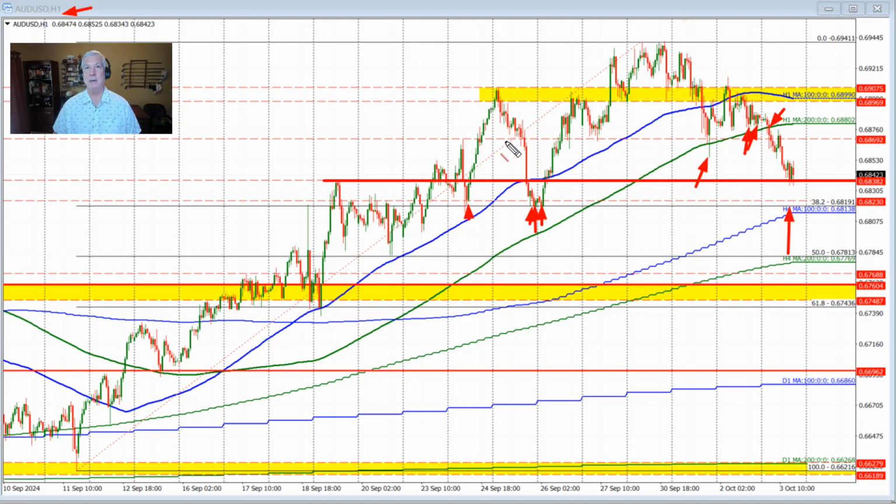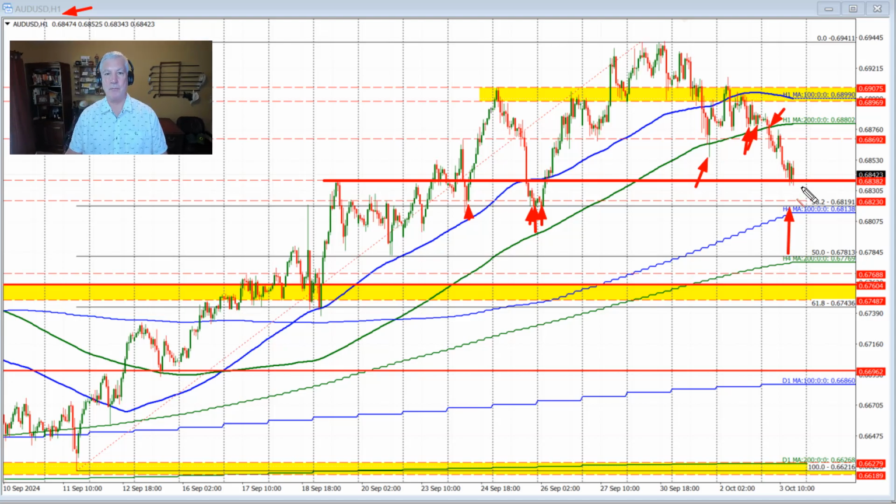On the top side, we'll continue to watch this 0.6869 level, and above that the 200-hour moving average. Sellers are trying to make a play in the Aussie versus US dollar. We'll see if they can continue that momentum going through the day. That's my technical look at the New Zealand versus US dollar and the Aussie versus US dollar.